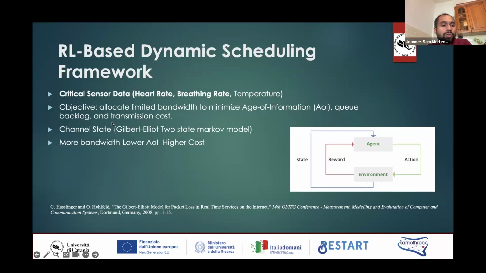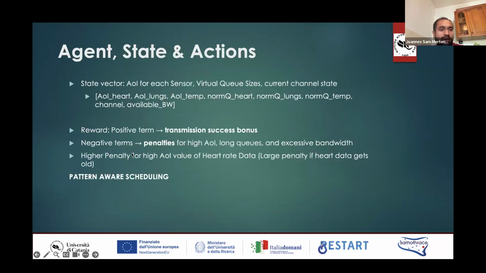And we were also considering a channel state model, the well-known Gilbert-Elliott Markov model, which has a good state and a bad state. So we considered the bandwidth, the age of information, and the channel model. The agent will consider all these factors and take an action of sending either the heart rate, the breathing rate, or the temperature data. So we formulated this reinforcement learning problem.